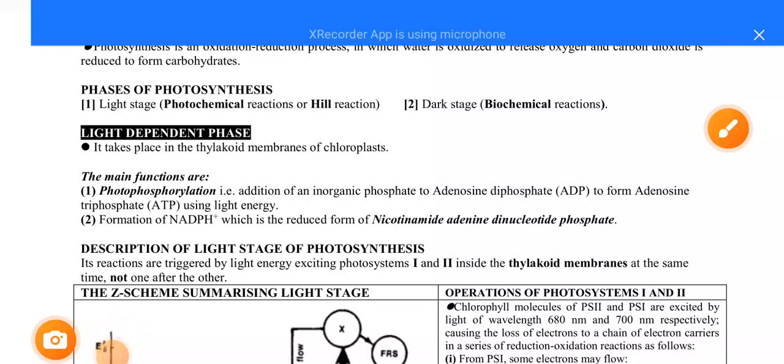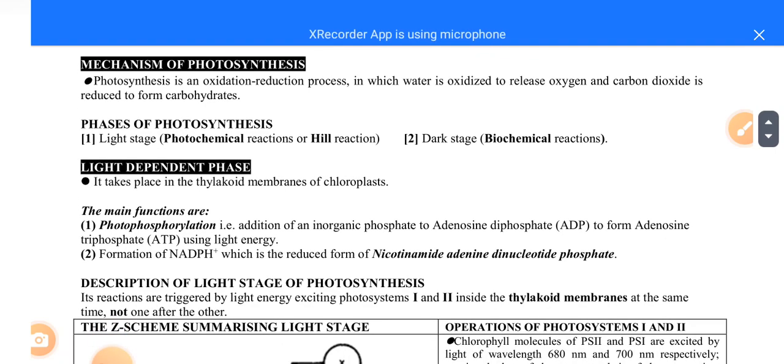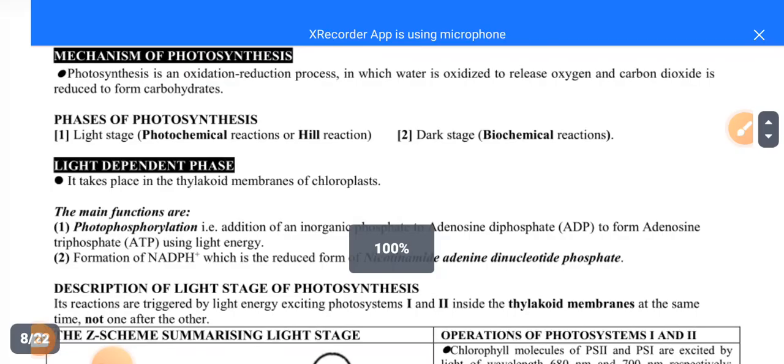Welcome back to this other session of ours, and today we are going to look at what we call mechanisms of photosynthesis. Actually, here they are saying that photosynthesis is an oxidation reduction process in which water is oxidized to release oxygen and carbon dioxide is reduced to form carbohydrates.